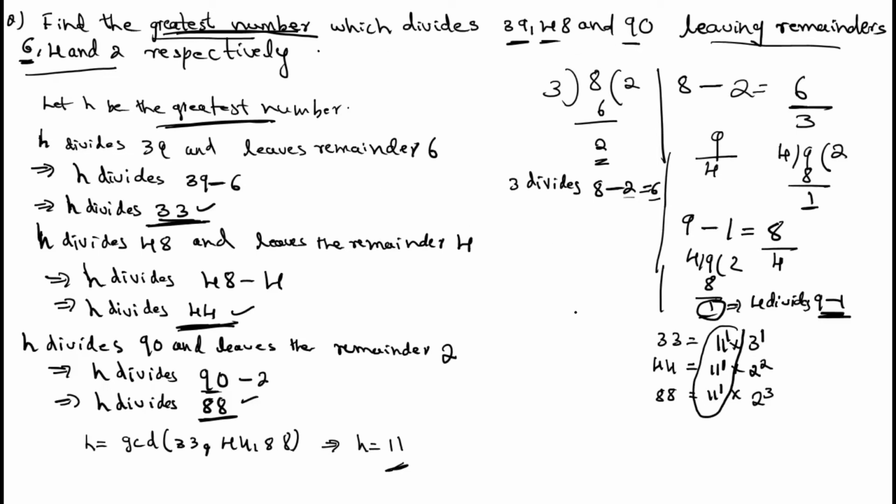You can check. Suppose you are dividing 39 by the number 11, then see, 11 3s are 33. What's the remainder then? It's equal to 6. See, 11 divides 39 and leaves the remainder 6. Or if you check 90, then see, 11 8s are 88. What's the remainder? The remainder is equal to 2, right? So 11 divides 90 and leaves the remainder 2. So our answer is 11 and it is correct.